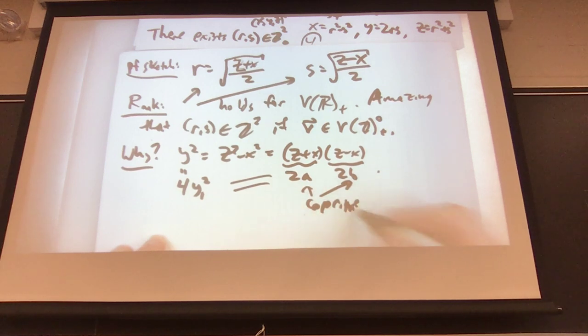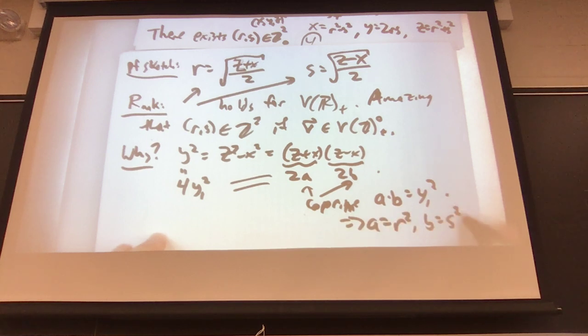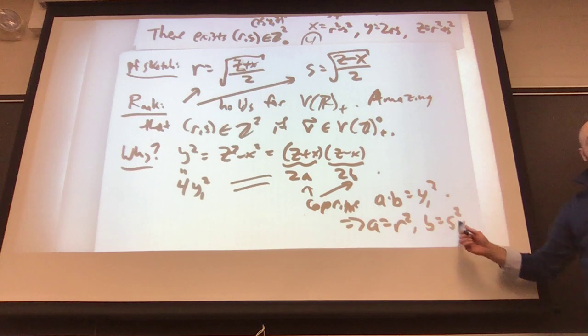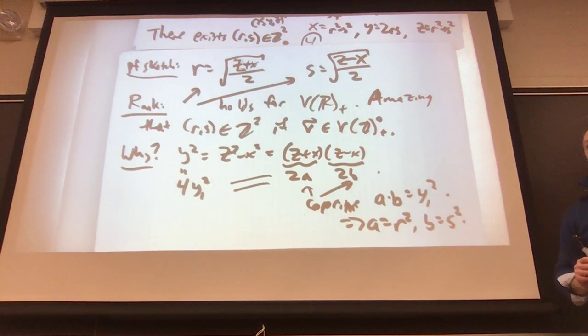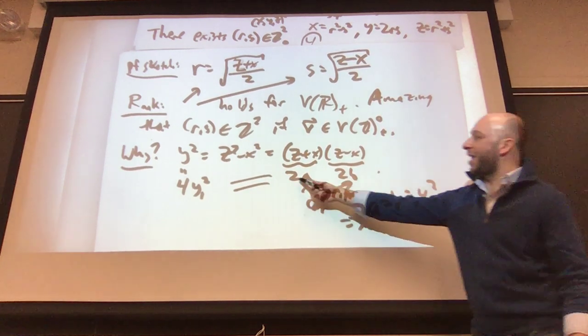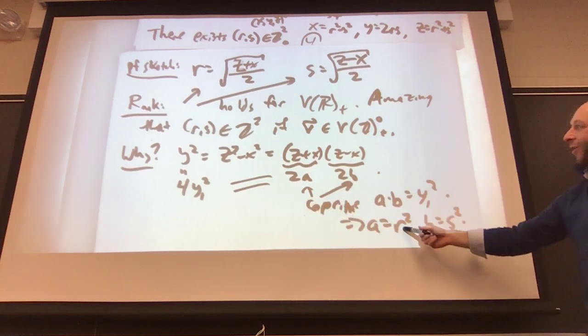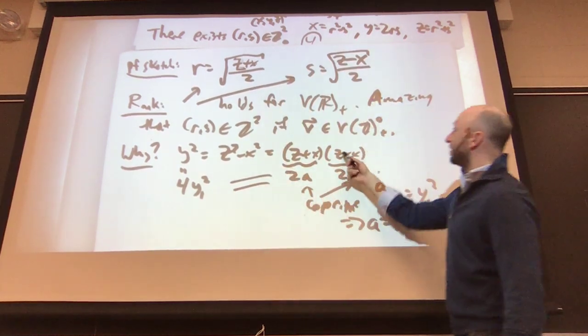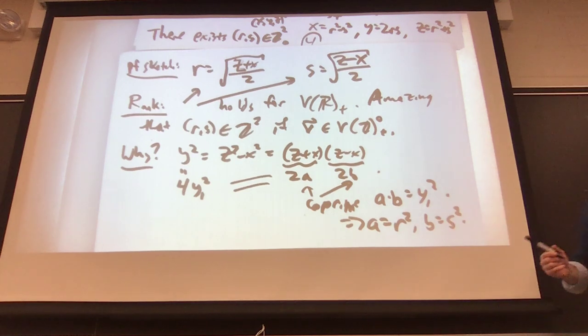Co-prime, and a times b is equal to a square, the square of an integer. That means a is some square and b is some square. And these squares are co-prime to one another. These numbers r and s are co-prime to one another. And if you just write back out what a was, z plus x over 2, so r is the square root of that, and b was z minus x over 2, and s is the square root of that. Okay? Is this all ringing bells? Coming full circle? Good. So we have this parametrization.